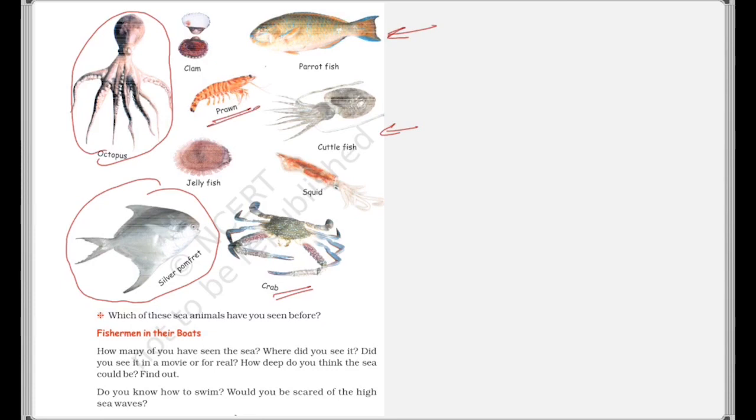Okay, now comes fishermen in their boats. How many of you have seen the sea? Many of you who live in coastal regions must have seen the sea. Now, where did you see it? Did you see it in a movie or for real? How deep do you think the sea could be? There are a few questions that you need to research and find out. Do you know how to swim, or would you be scared of the high sea waves? There are a few questions which you need to think and answer.